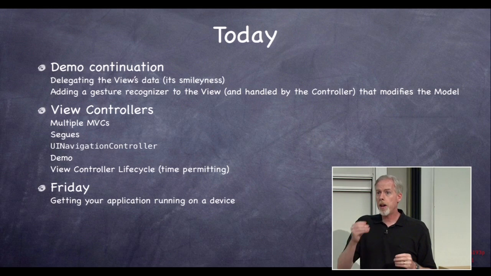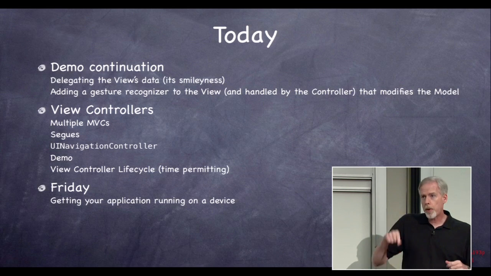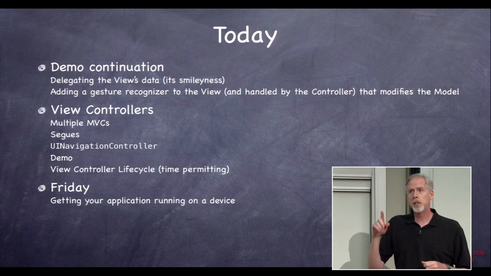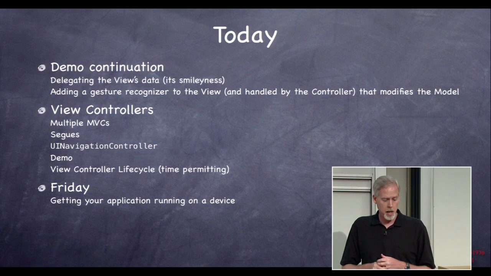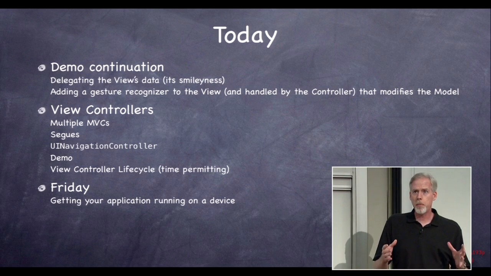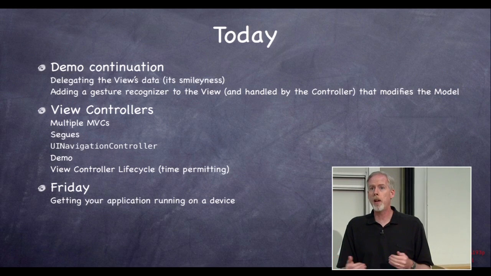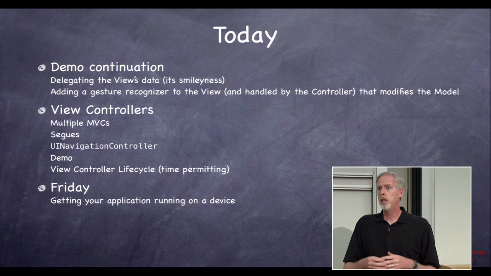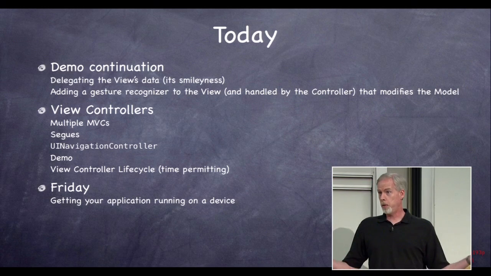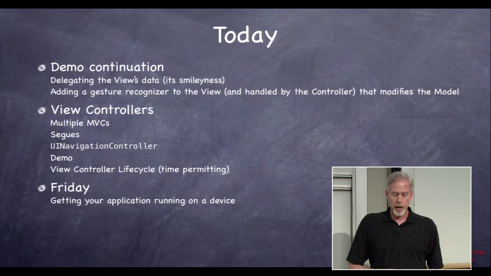And then we're going to add a gesture recognizer, but this time we're going to have to handle it in the controller that modifies the happiness, right? Lets you change your model. So when we're done with that, I'm going to start talking about how to build an application, or how to modify your existing application, to have multiple MVCs, right? So far you've only had one MVC, your calculator view controller, that's it. Obviously, if you want to build big apps, you need lots of MVCs, and they all need to work together. And that's what we're going to talk about today.